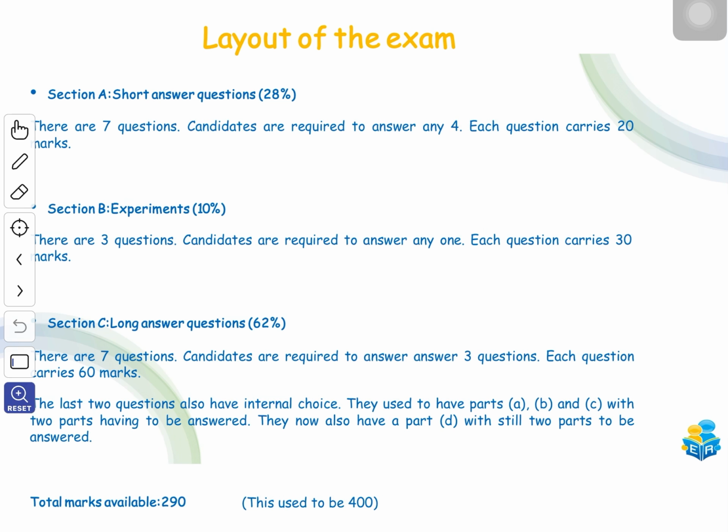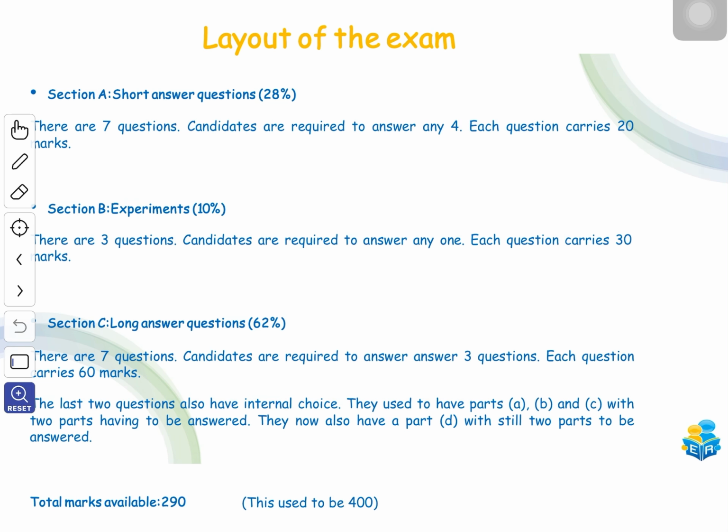So the layout of the exam is not really going to change this year. It's still going to have a section A, a section B and a section C. The only difference is the amount of questions in each section and the number of questions which you're required to answer. So in section A, it's still the short answer questions. There's 7 questions this time. You're only required to answer 4 and each question carries 20 marks.